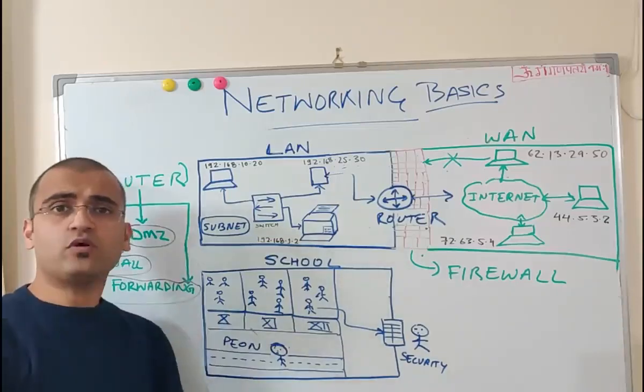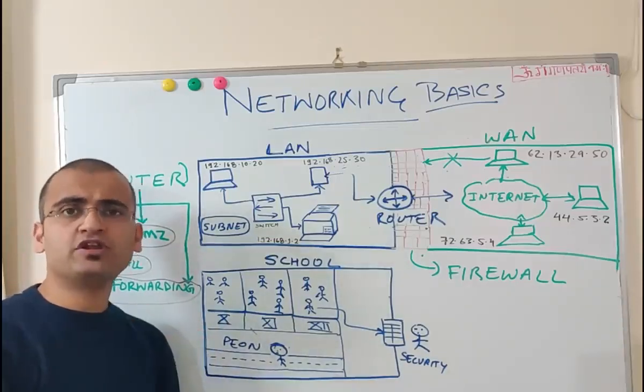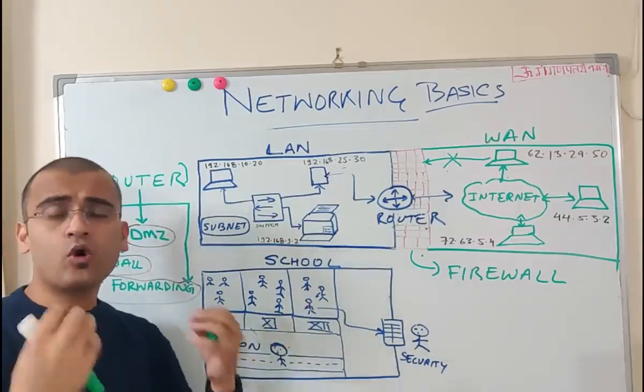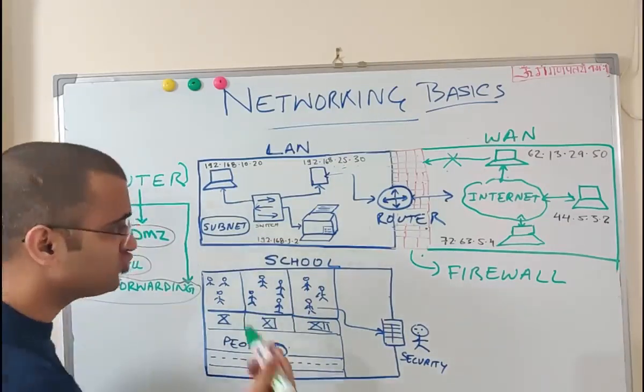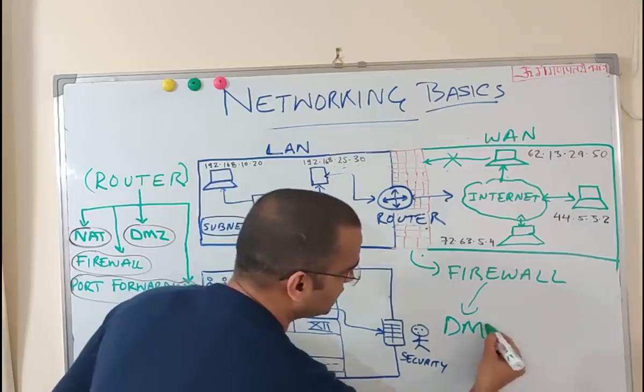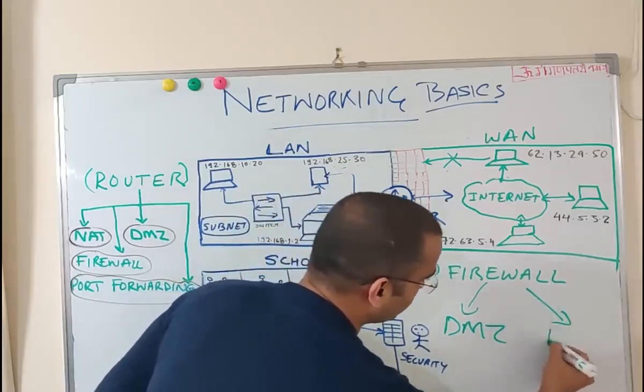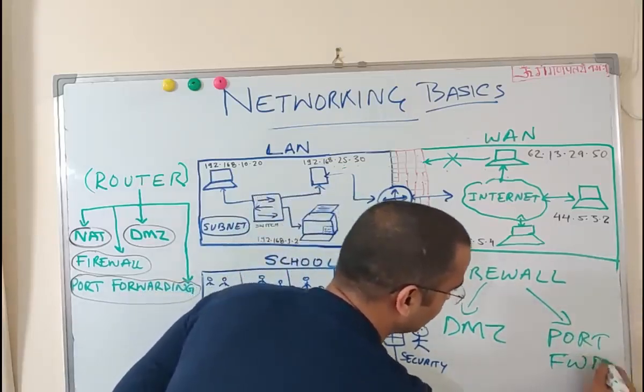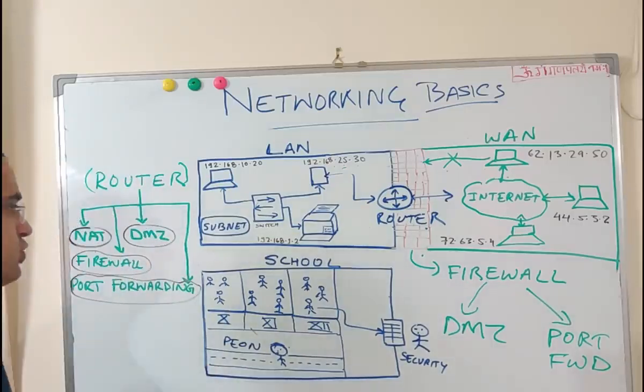That's why if you want to allow any sort of communication through this firewall, what are the options you have? You have two options. You can either configure a DMZ or a port forwarding. We'll understand these two concepts quickly.